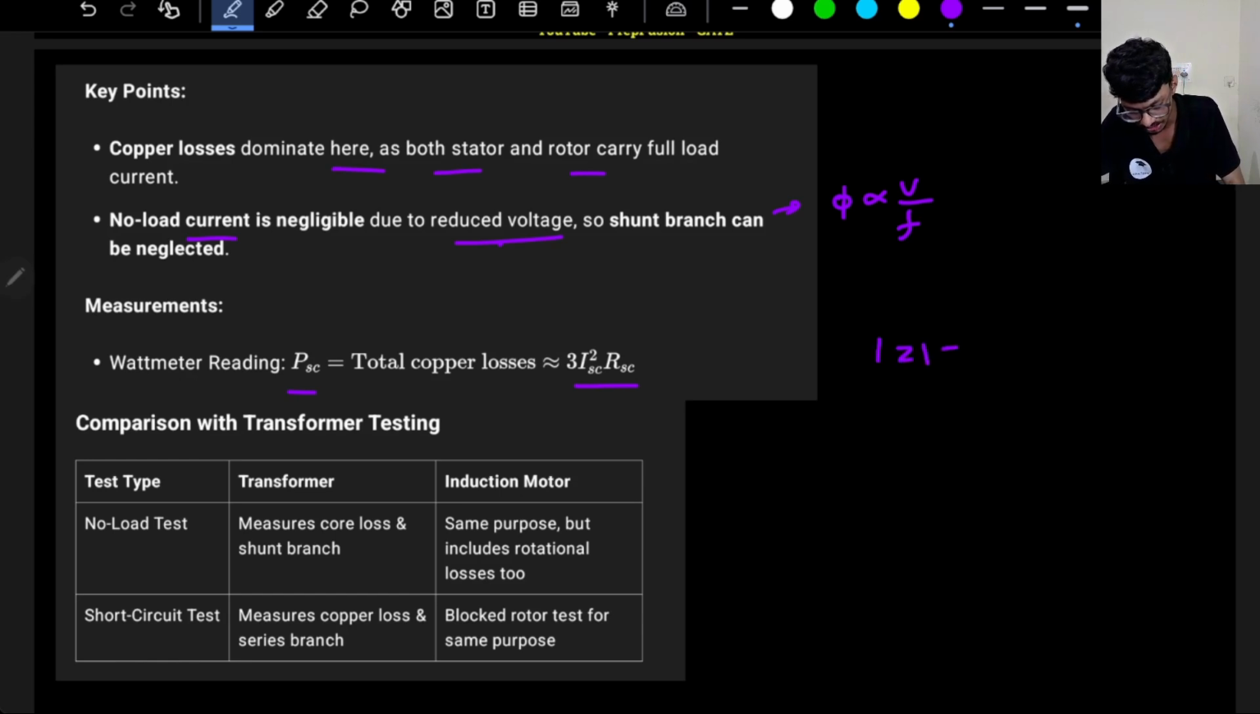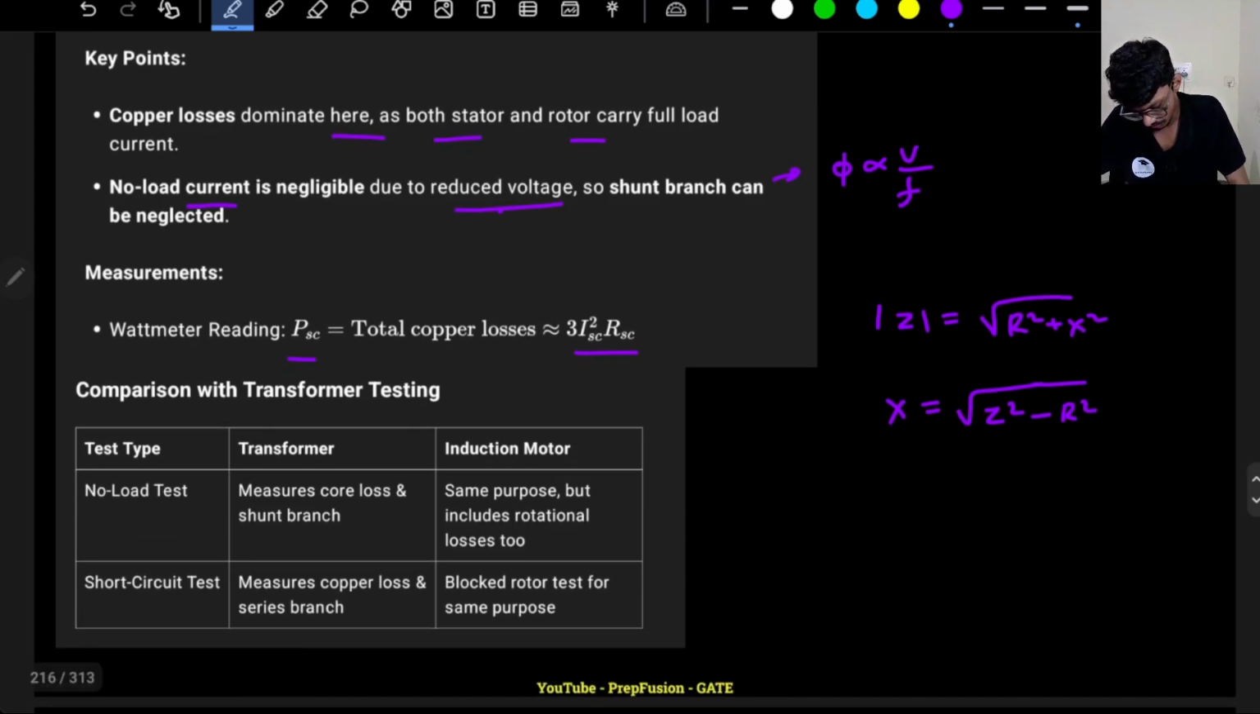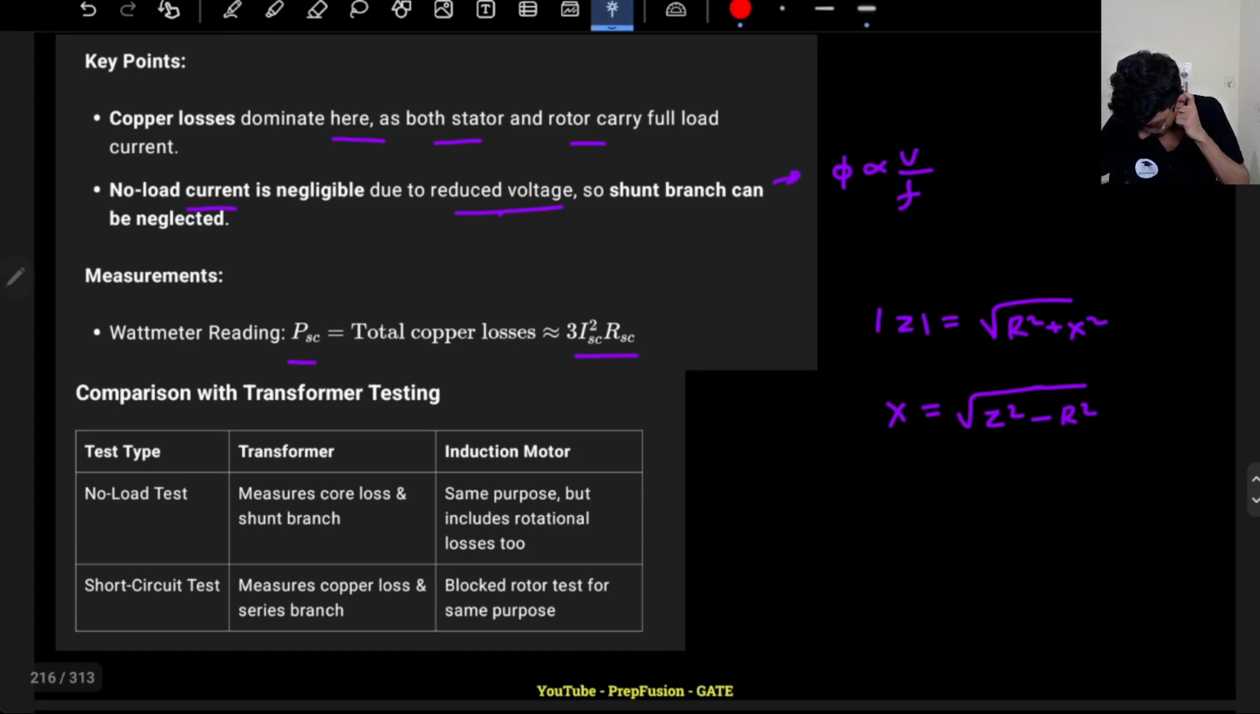Another way to find out is the magnitude of Z, which is the square root of R square plus X square. From here you can directly write what my X is. X will be equal to the square root of Z square minus R square. That is what my X is equal to. I hope you have understood this point.